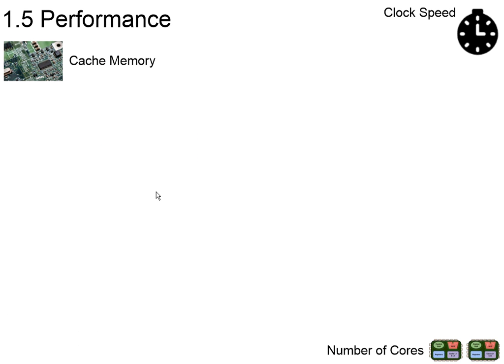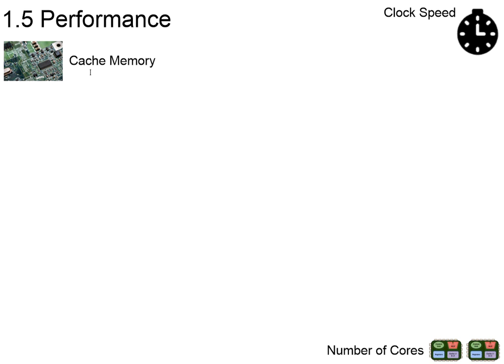Okay, remember to take a break and to pause as we're going through this, because this shouldn't all be watched in one go. Now we've got performance. So these are 3 factors that affect how quickly the computer can run applications and perform tasks.